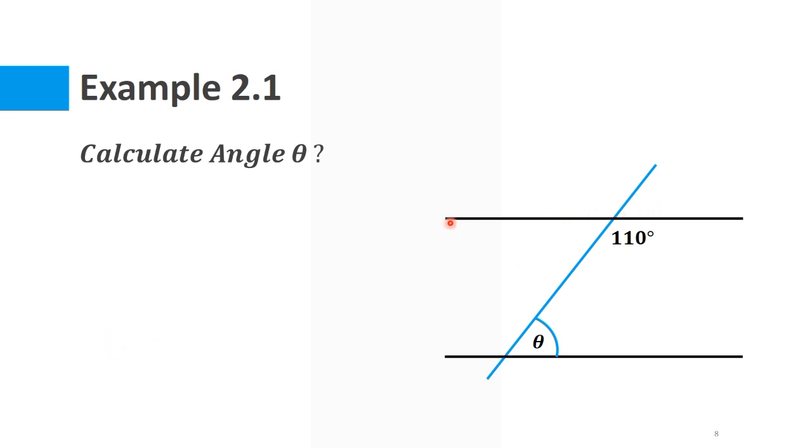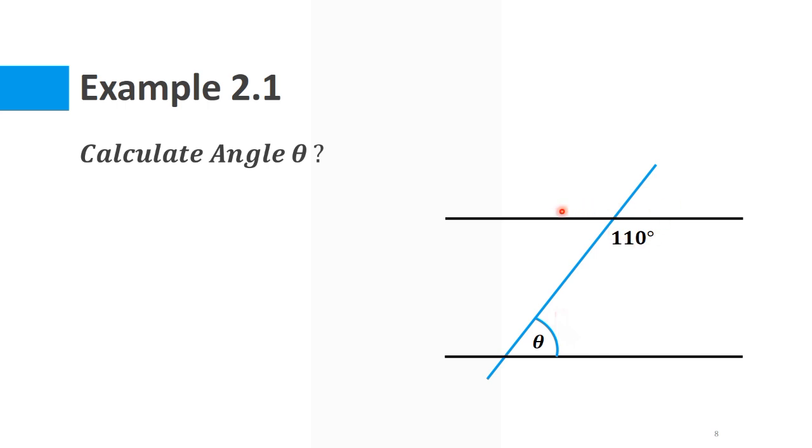In this example we are given two parallel lines and another transversal line which is passing through these two parallel lines. This transversal line makes an angle of 110 degrees with this horizontal line, and we are asked what is the angle theta that this line makes with this horizontal line. There are many ways you can solve this question. The one which I am using: first of all, we will calculate this angle which the line makes with this horizontal line. If we are able to find this angle, then by using the alternate interior angle properties, we can easily find this angle theta.